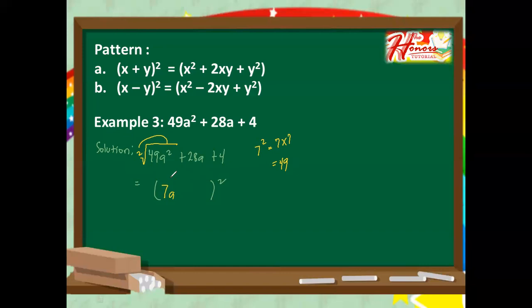Next, plus square root of 4. Think of a number that when you raise to 2 is equal to 4, and that's 2. Why? Because 2 raised to 2, meaning 2 times 2, is equal to 4. And that's it. This is the final answer. The factors of 49a squared plus 28a plus 4 is the quantity of 7a plus 2 squared.